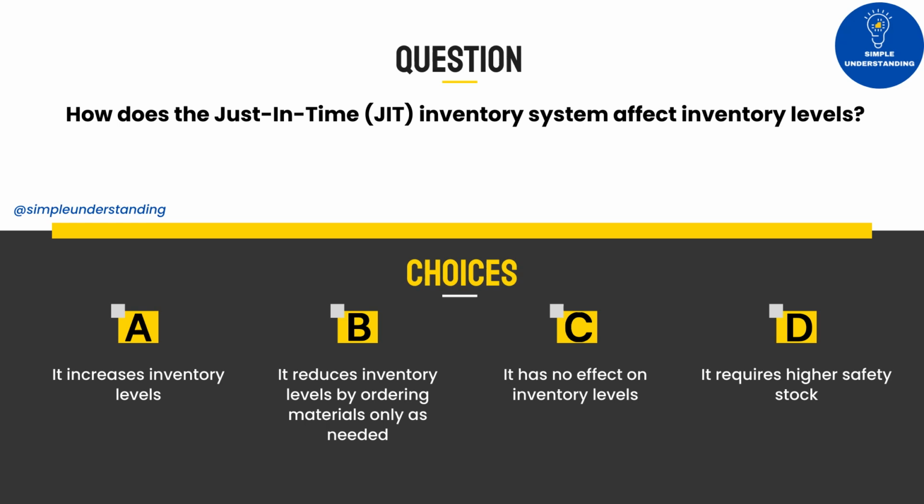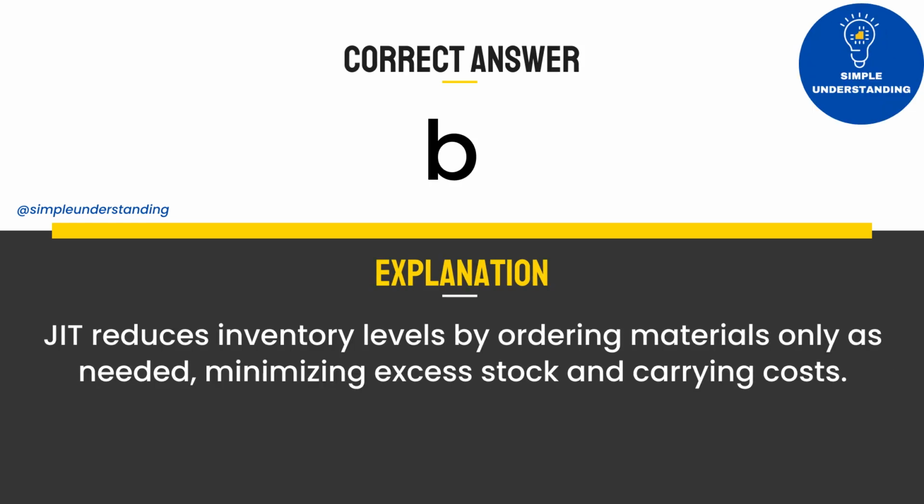9. How does the just-in-time, JIT, inventory system affect inventory levels? A. It increases inventory levels. B. It reduces inventory levels by ordering materials only as needed. C. It has no effect on inventory levels. D. It requires higher safety stock. Correct answer, B. Overall explanation. JIT reduces inventory levels by ordering materials only as needed, minimizing excess stock and carrying costs.